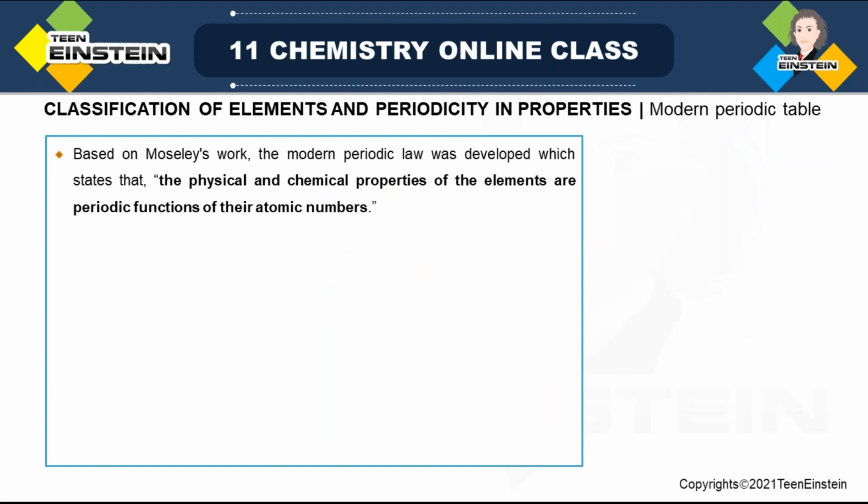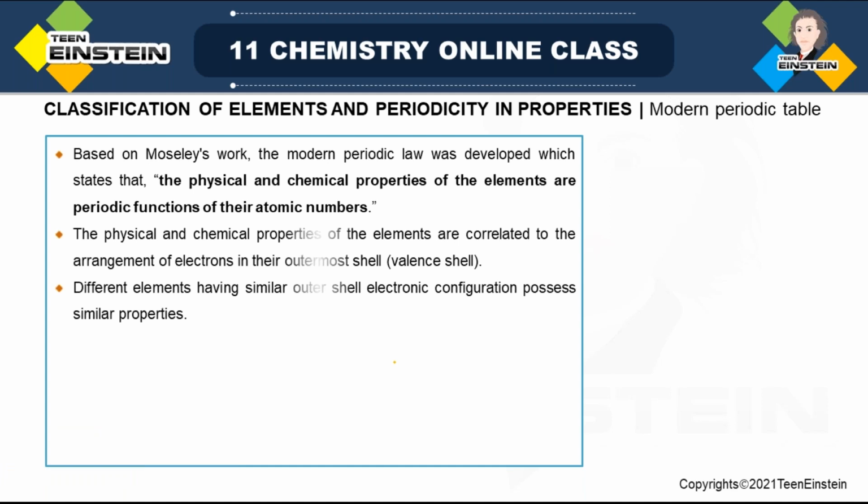Now we will see the modern periodic table and what it says. Based on this work, we can now develop the law, and it is converted to the statement: the physical and chemical properties of the elements are a periodic function of their atomic number, not mass. These properties of the elements are correlated to the arrangement of electrons in the outermost shell, that is, the valence shell. And we already know how to write electronic configuration. The arrangement of electrons in the outermost shell is actually the electronic configuration in the valence shell.